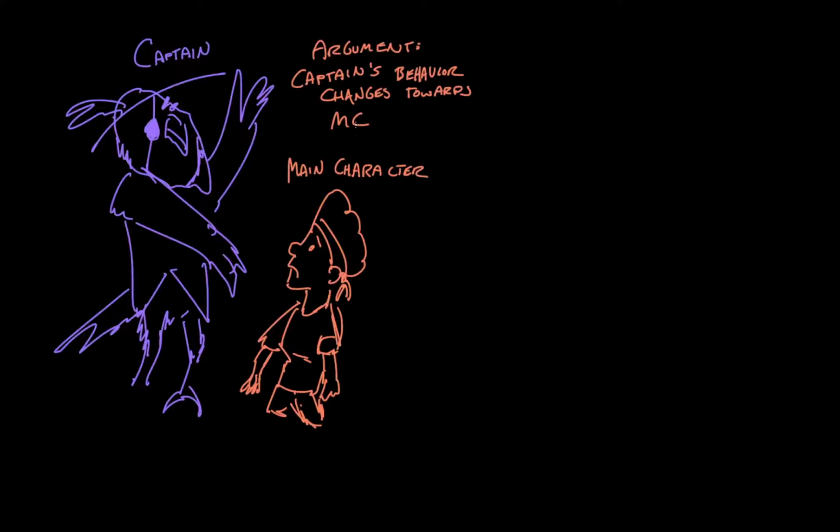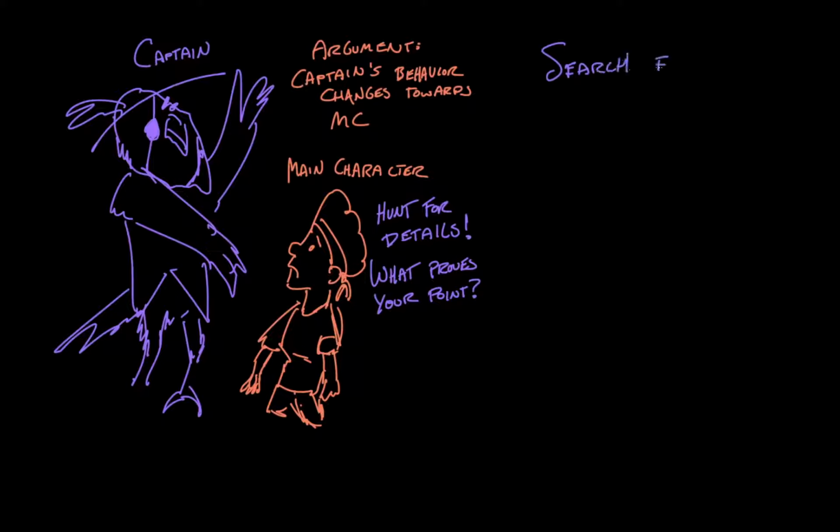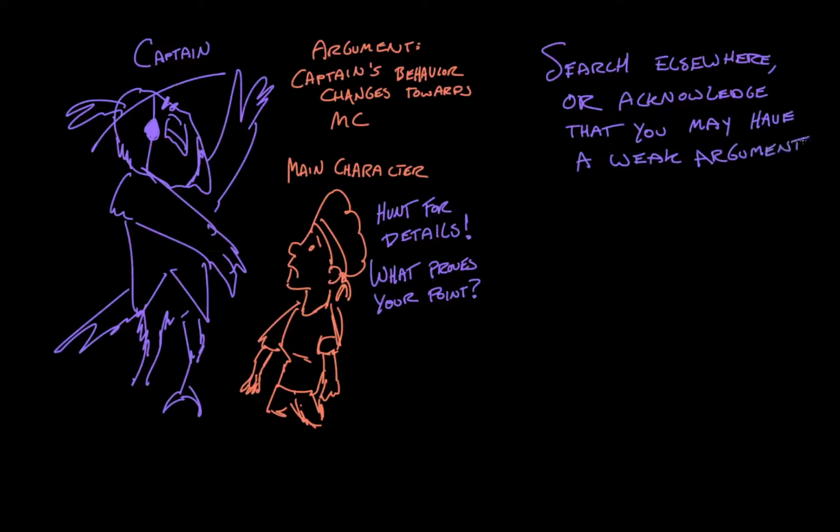So how do we find those details? First, you have to seek out parts of the book where the captain and the main character interact. Then, look closely at the prose and dialogue. What are the details that prove your point? Which are the strongest, most specific details that say, oh yes, here is where the captain is being mean. Here is where the captain is being respectful. If you can't find evidence for your assertion, first try searching in a different part of the book. Or, importantly, acknowledge the possibility that you might have a weak argument. Maybe it's time to start over and find a new or different argument to make and find support for.